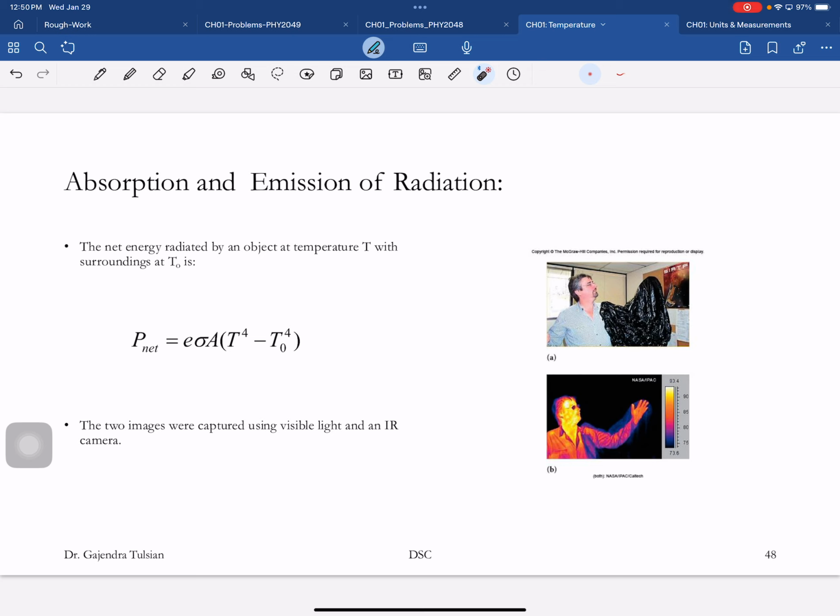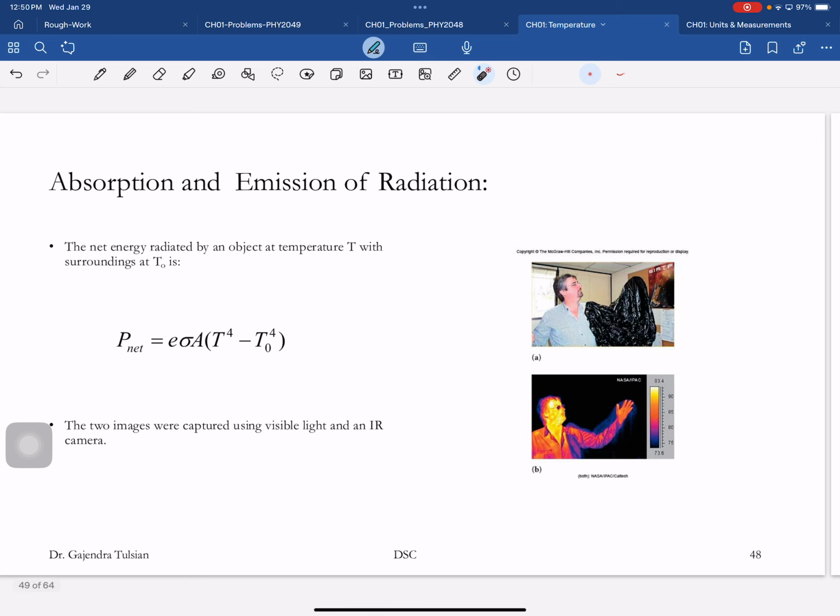Here's an interesting picture. Here's a picture taken with visible light. Of course, visible light doesn't penetrate this bag, and so it's not able to reflect from your hands. But here's a picture taken with an infrared camera, and infrared rays penetrate the bag, and you can take that picture.